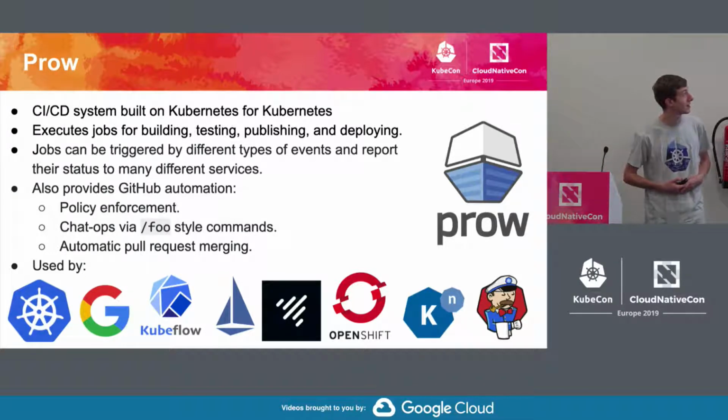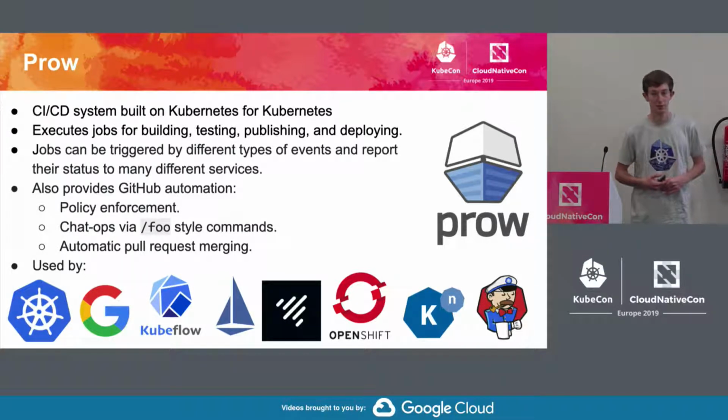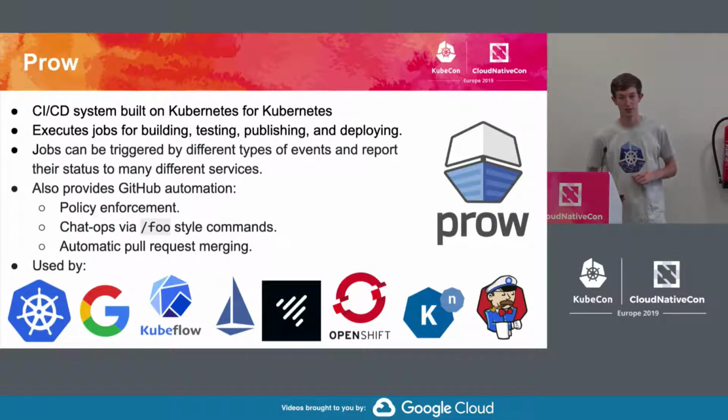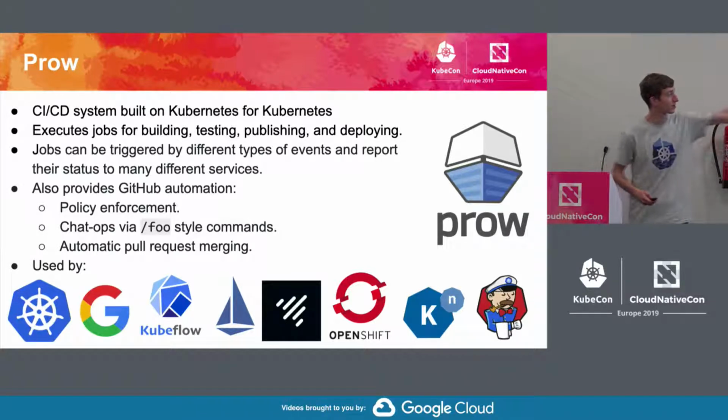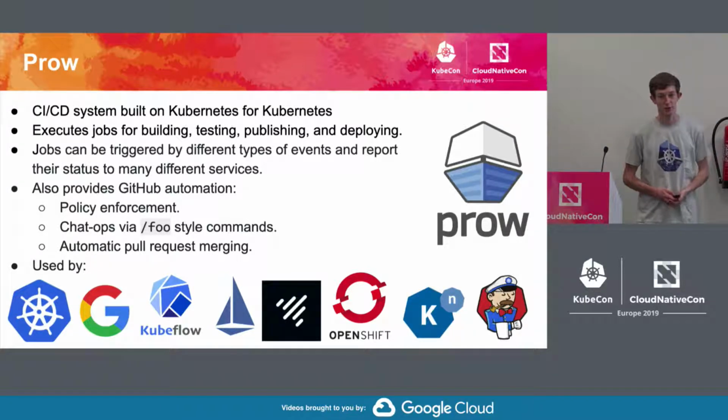And it also provides a bunch of GitHub automation in the form of slash commands. We have a component called Hook that receives webhooks from GitHub and can react to those in a bunch of different ways depending on the plugins that you have installed. Oh yeah, and we also have something called Tide, which does automatic pull request merging based on configured requirements that have been defined.